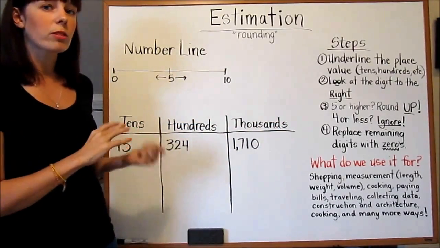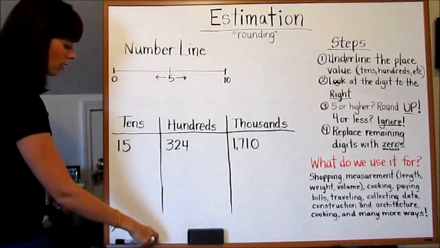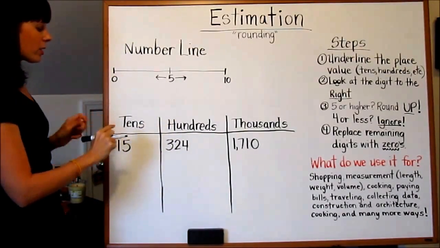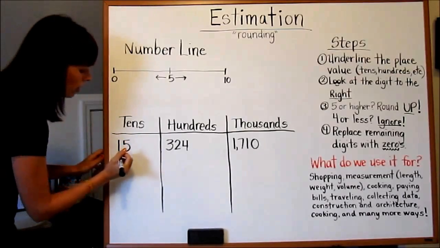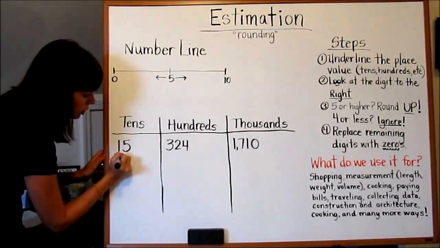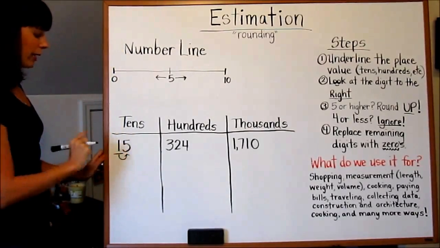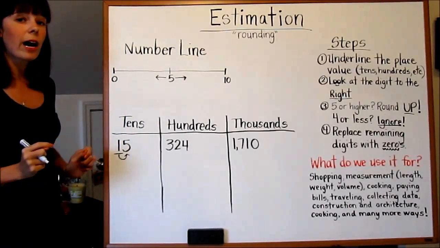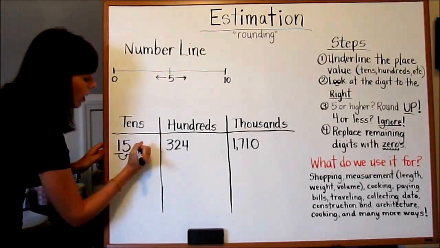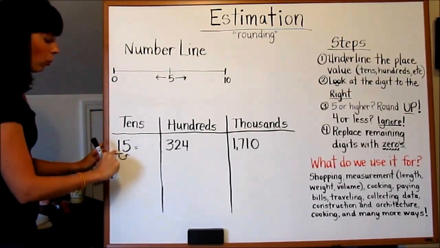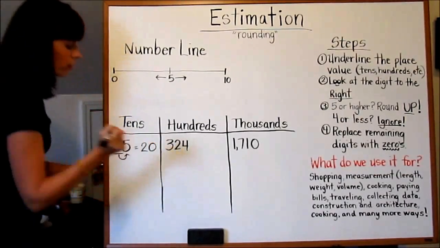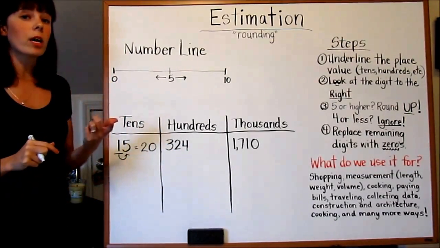So I have a couple of examples as to what that looks like. We're going to start with the tens place. Okay, so I'm rounding to the nearest tens. So I'm going to underline the place value, which is the tens place. And I'm going to look to the number on its right side. Is that number 5 or higher? It sure is. So I'm going to round my place value digit up to the next digit up, from a 1 to a 2, and then replace the remaining digits with zeros. So 15 would be rounded up to 20.